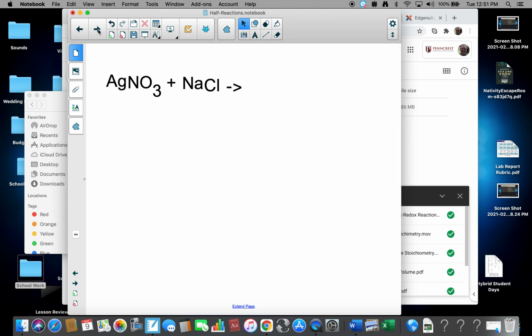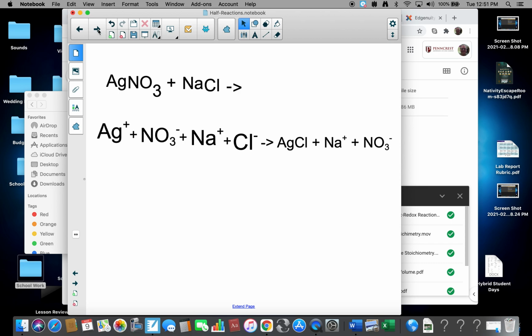Let's say I take silver nitrate and sodium chloride. First thing I want to do is dissociate them. So silver nitrate gives me silver plus and nitrate, and sodium chloride gives me sodium ion and chloride. They all dissolve in solution. Now, when they come together, silver chloride is an insoluble salt, and it falls out of solution as a solid, but the sodium ion and the nitrate ion just remain. So what we do is get rid of the spectator ions, the ones that do not involve themselves in reactions. So we get rid of the sodium ion and the nitrate ion, and we're left with Ag+ plus Cl- gives me AgCl. That's a net ionic equation.